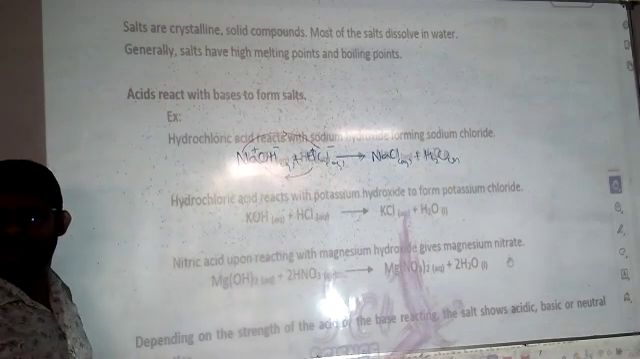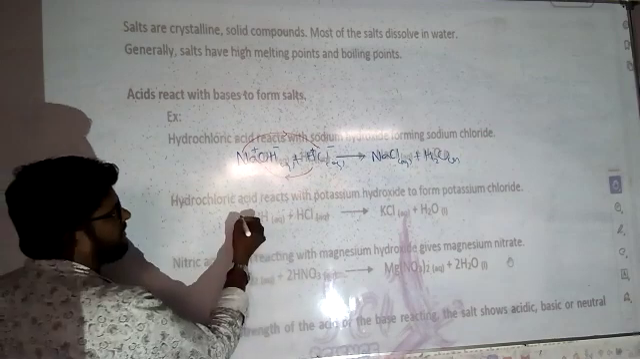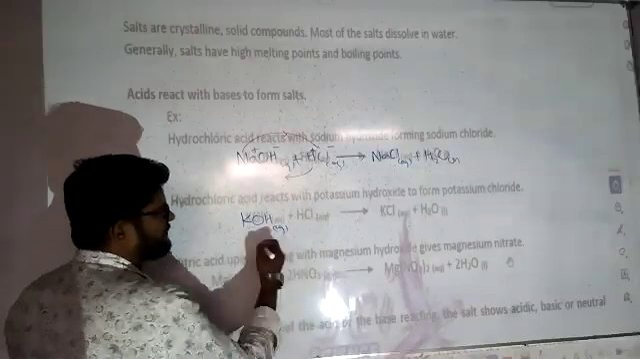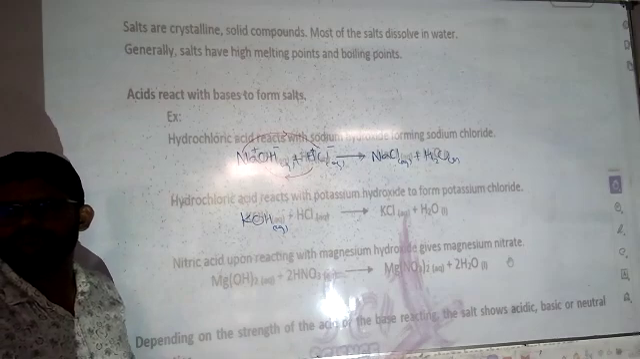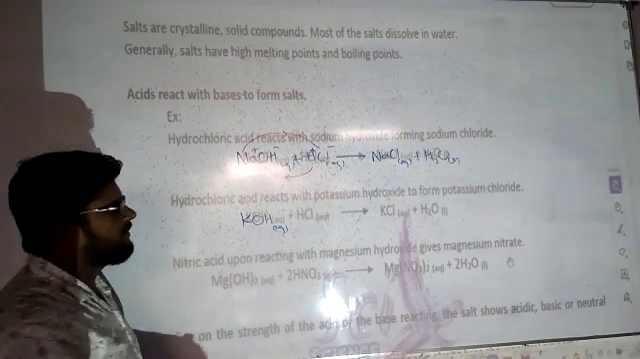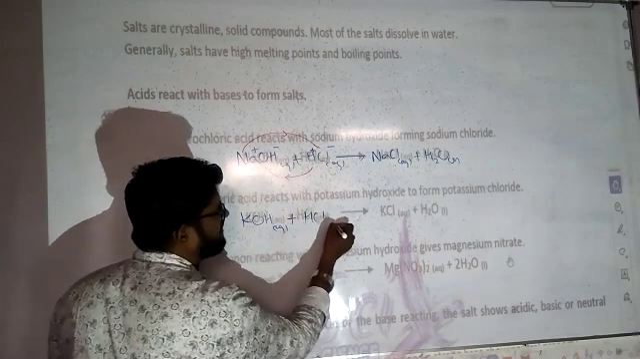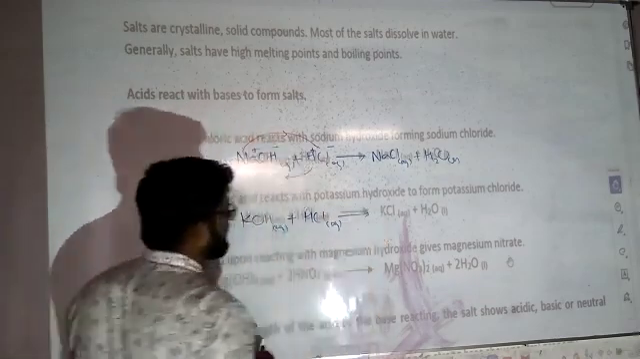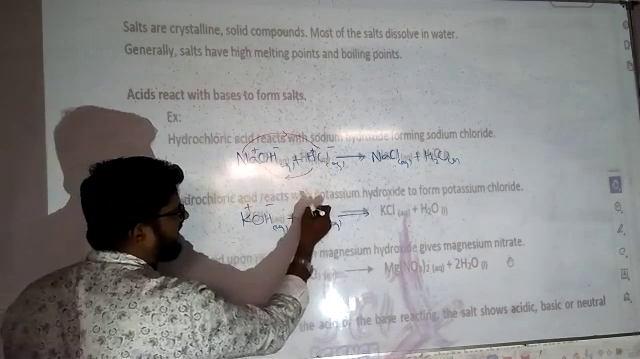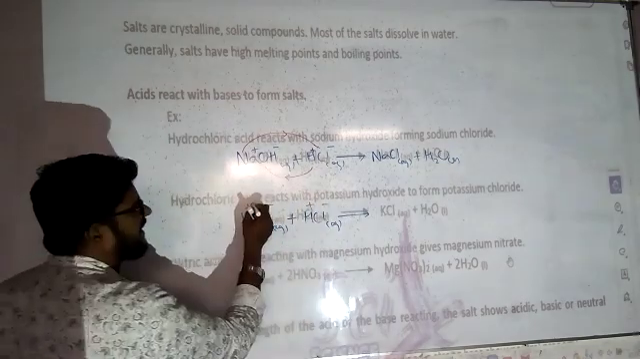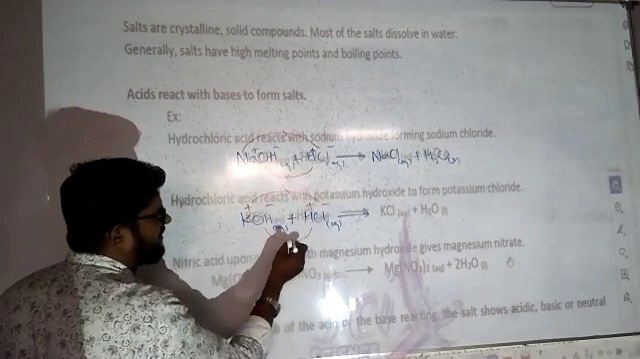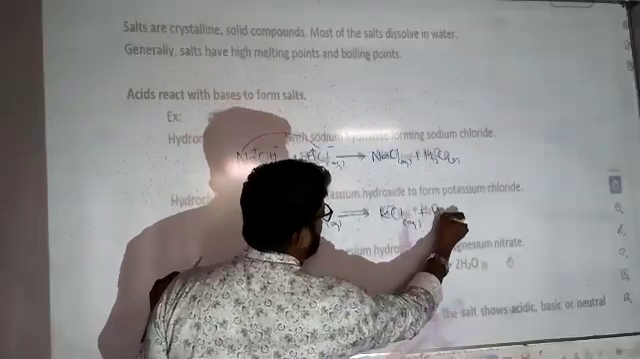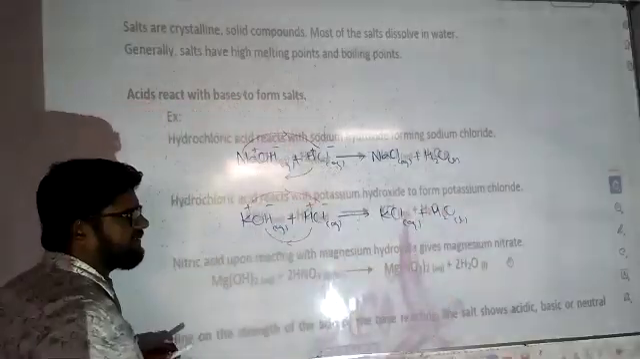What are you doing? Potassium hydroxide. Potassium hydroxide plus HCl. How is it forming now? K plus OH minus, H plus Cl minus. K plus should be combining with Cl, H plus should be combining with OH. So, potassium chloride is the salt, H plus OH minus water. Both the sides are balanced.